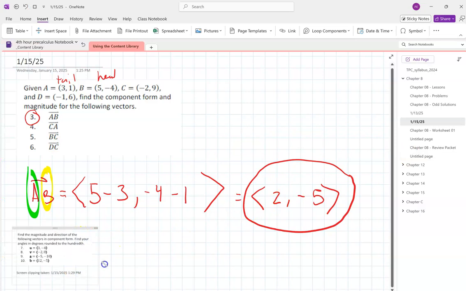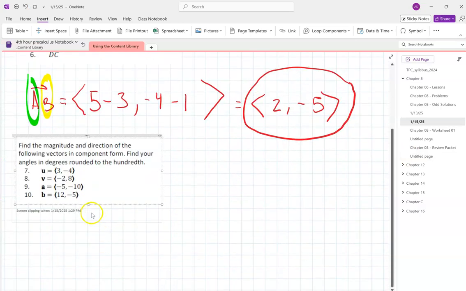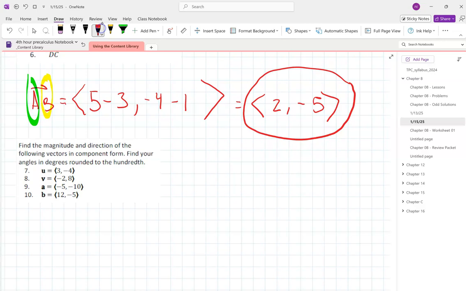Do you know how to find the magnitude and direction for a vector? What is magnitude in the first place? Magnitude's like the length, like how long it is. So what is the magnitude? How do we find that?